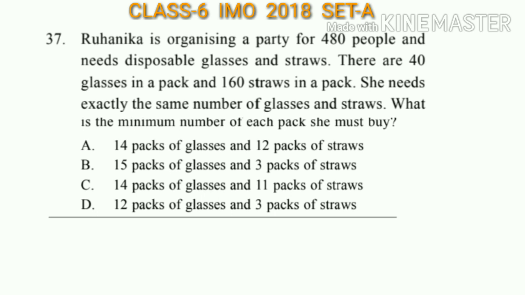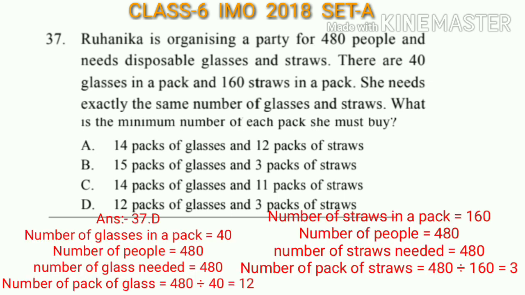She is organizing a party for 480 people, so she needs 480 glasses and 480 straws, and there are 40 glasses in a pack. So number of packs of glasses, 480 divided by 40 will get 12. Similarly, there are 160 straws in a pack. So number of packs of straws will be 480 divided by 160 will get 3. So the answer will be option D.